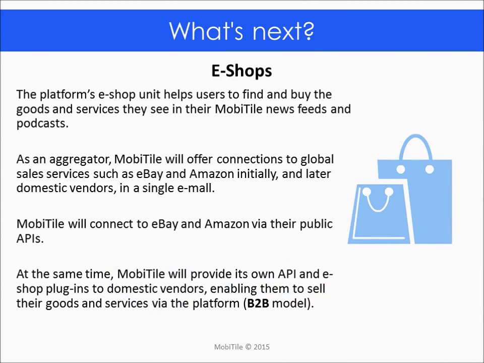E-commerce is one of the best ways to monetize any business. MobiTile is no exception. The requisites for work in this area include an extensive user community for the service itself and the means to publicize and promote goods using the social networks and blogs that are already part of the platform. Starting with global services like eBay and Amazon, the solutions developed can, in the future, be used by small and medium-sized local businesses to sell goods and services.